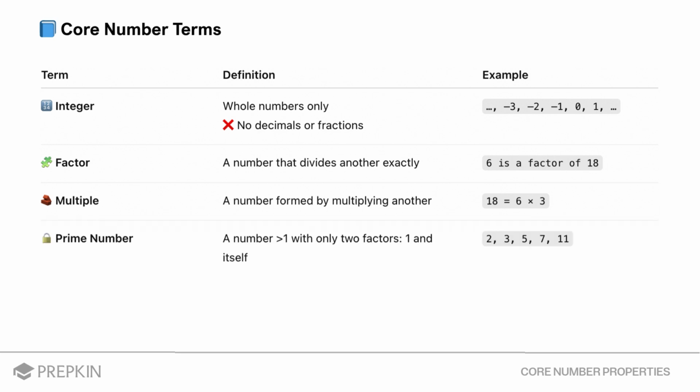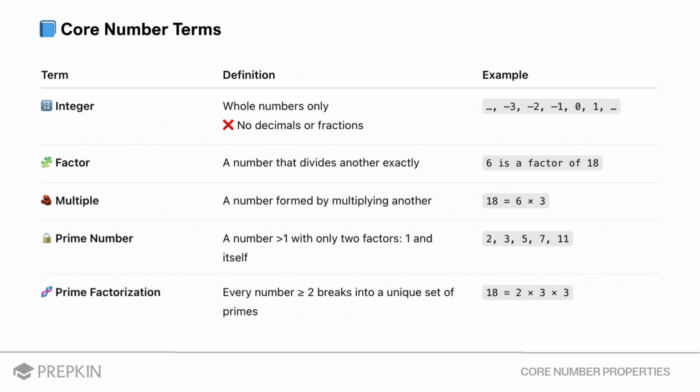Then we have prime numbers. A prime number is greater than 1 and has only two factors, 1 and itself. So 2, 3, 5, and 7 are all primes. But 6 is not prime because it has more than two factors: 1, 2, 3, and 6.